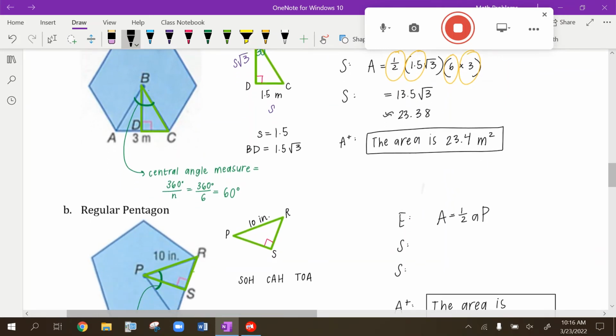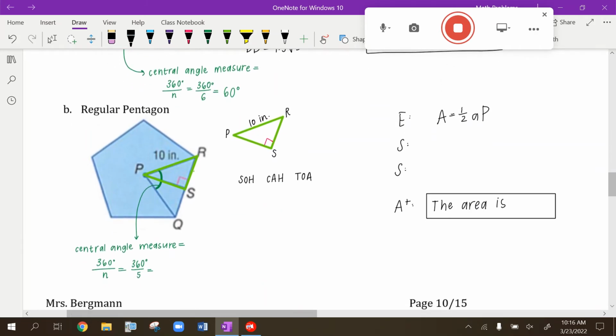Let's go ahead and try another one. This one is a regular pentagon. Remember, the first step should find the measure of the central angle. In this case, our central angle is angle RPQ. Take 360 over n. In this case, do 360 over 5. 360 divided by 5 is 72 degrees. So I know measure of angle RPQ is 72. Now, to find the measure of angle RPS, it would be half of 72. So I know that this angle RPS is 36 degrees.